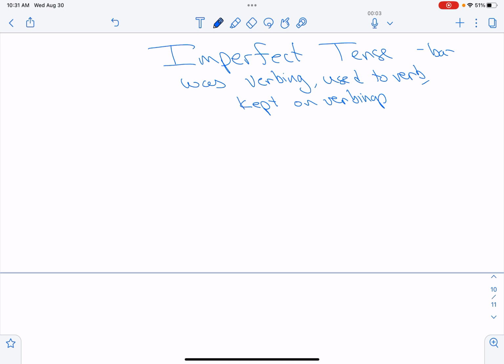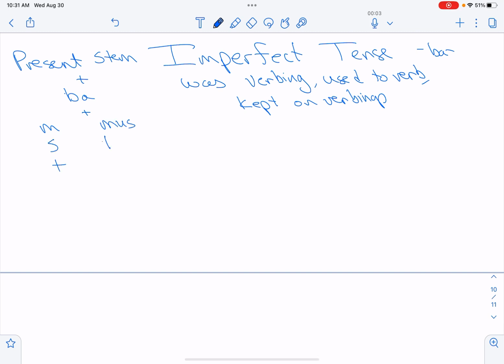So the formula for the imperfect tense is going to be the present stem, so that second principal part, minus the RE, plus the letters BA, plus the letters M, S, T, mus, tis, NT. So these are the same endings as the present tense, except it's an M in the I form instead of an O.